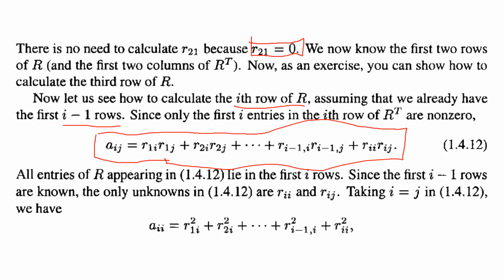All entries of R appearing here lie in the first i rows. Since the first i minus 1 rows are known, the only unknowns in this relation are Rii and Rij. Taking i equal to j, we obtain this relation.